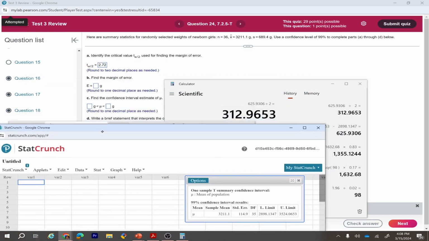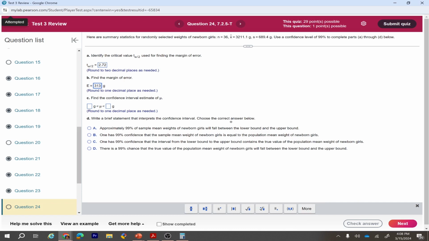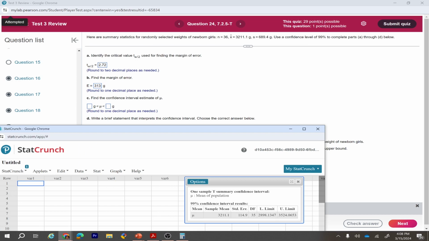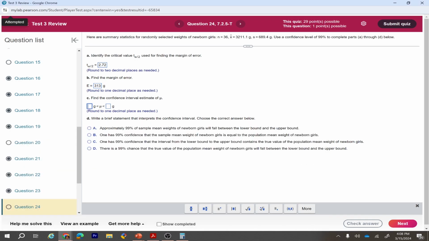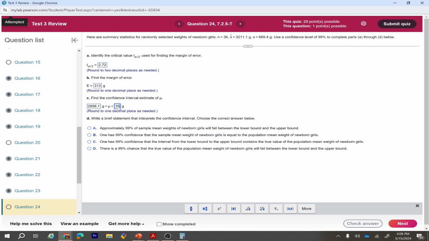And if you round it to one decimal place, it's 313. That's the margin of error. So now what is the confidence interval? The confidence interval's lower limit is 2898.1 if you round it to one decimal place, and the upper limit is 3524.1.